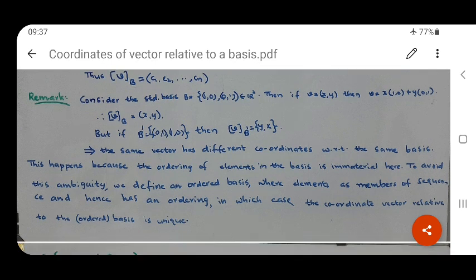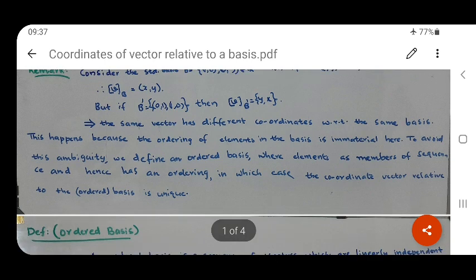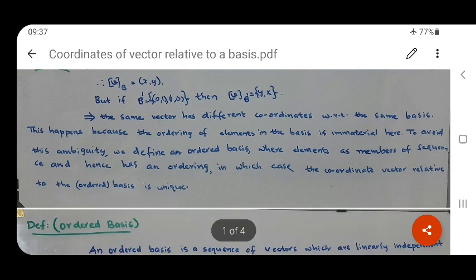Suppose I change the order of the elements in B. Say B dash is the new basis {(0,1), (1,0)}. Then the coordinate vector of v relative to B dash is ordered as (y, x). I have written this in curly bracket, but it must be open bracket. So the same vector has different coordinates with respect to the same basis. It is because the ordering of elements in the basis is immaterial here.